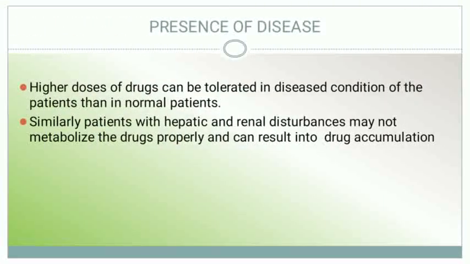Now, moving to next one, that is presence of disease. Higher doses of drugs can be tolerated in patient with diseased condition than in normal patient. Similarly, patients with hepatic and renal disturbances may not metabolize the drug properly and can result in drug accumulation, which means they need less dose, right? Because drug accumulation is a dangerous condition which may prove to be fatal, right? Therefore, the dose of the drug for diseased patient must be decided on the basis of condition of the patient and the type of disease he has, right?